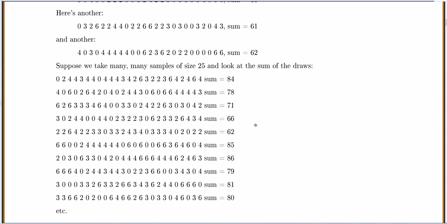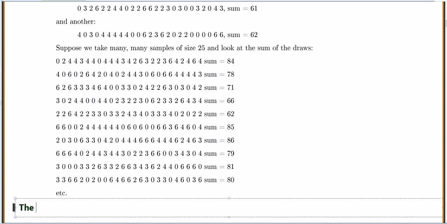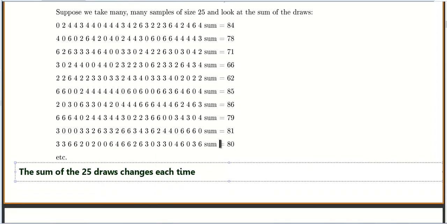In fact, I can take many samples of size 25 and look at the sum of the draws. So I had a sum of 84, 78, 71, 66, 62, 85, 86, 79, 81, 80, etc. Once again, notice what's happening here. The sum of the 25 draws changes each time we do it. So not only do the actual numbers that we draw out change, but the sum changes.